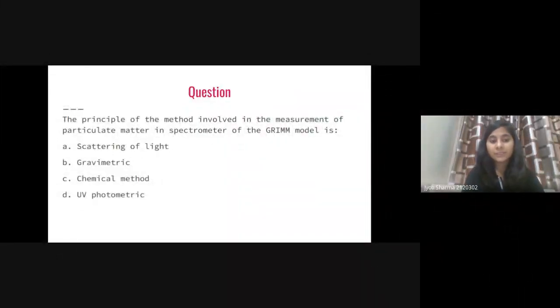So what is the principle of the method involved in the measurement of particulate matter in the spectrometer of the Grimm model? Scattering of light, gravimetric, chemical method, or UV photometer.